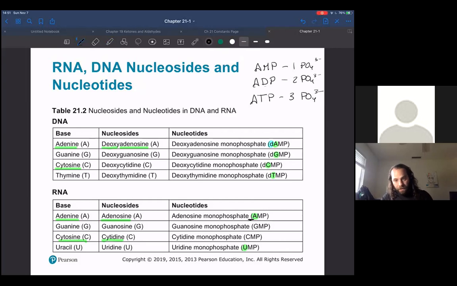So with these components that we talked about, if there's a D out front, that means that it's a component of DNA. The next letter tells you what the identity of the base is, and then the next letter tells you how many phosphate groups are bound.